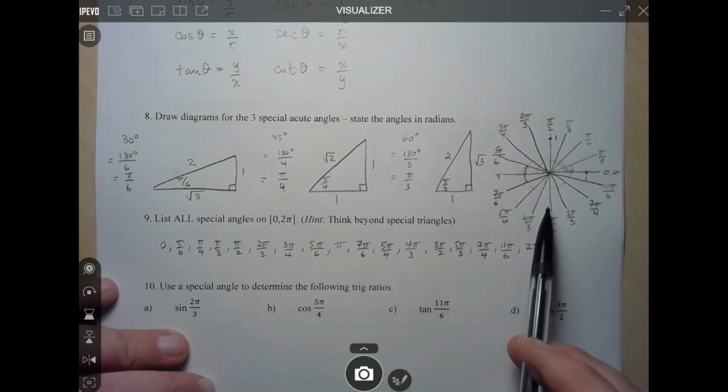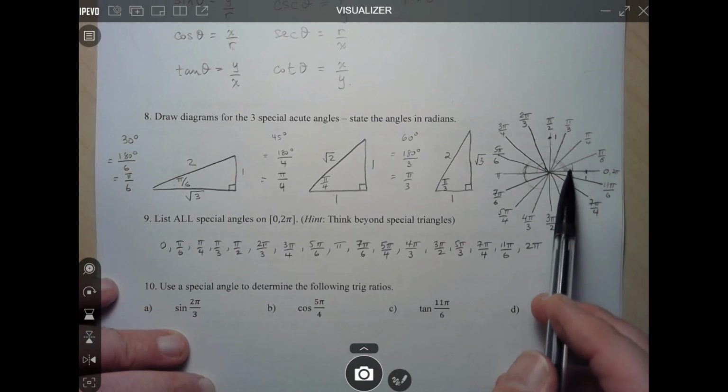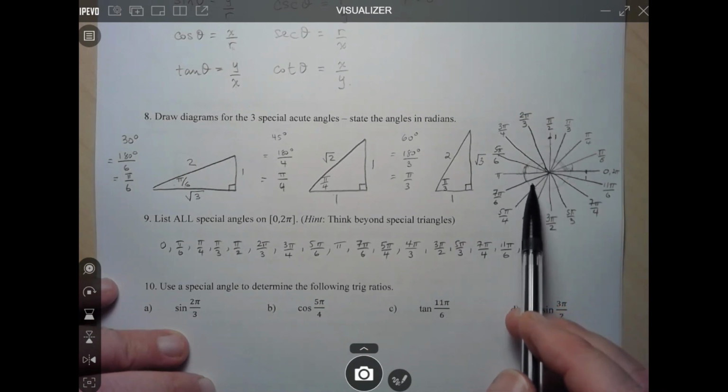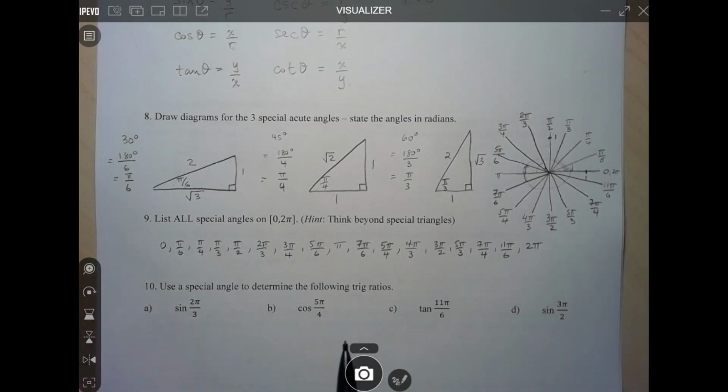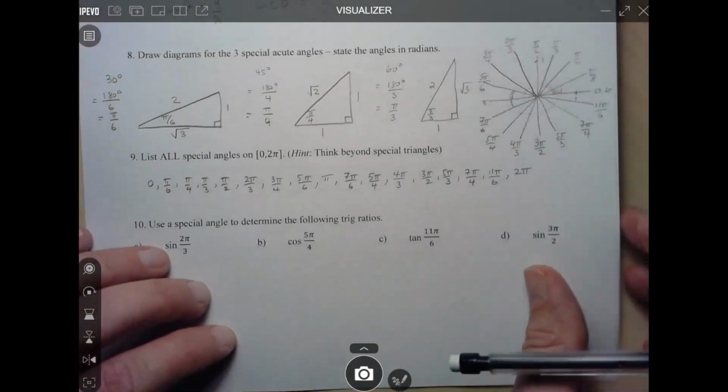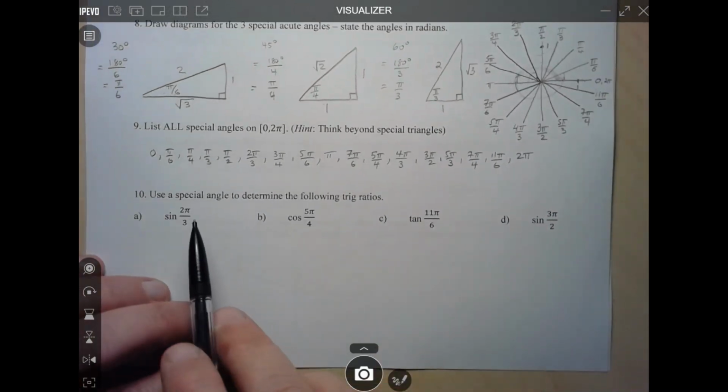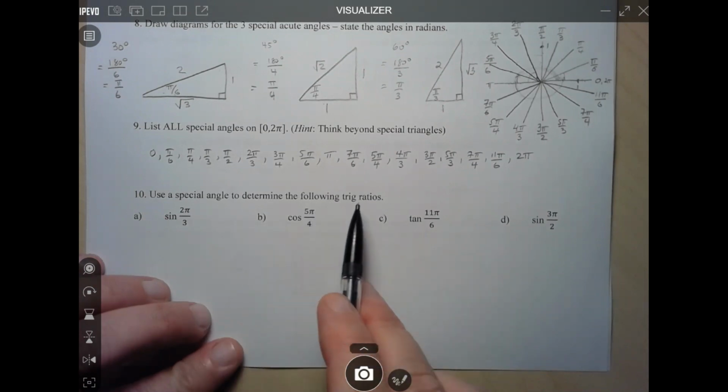If I want to remember this angle here, I go 3 pi over 3 plus 1 pi over 3, 4 pi over 3. And it's just about using your facility with fractions to help you determine whatever special angle you're interested in. Okay, so what I want you to try to do is see if you can remember how to determine the trig ratios of these special angles.